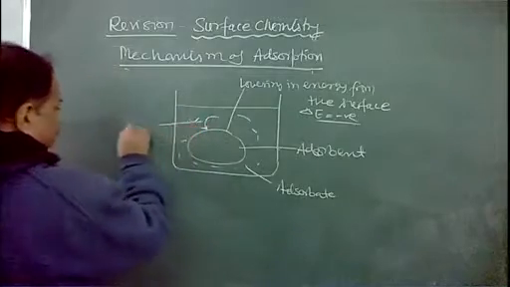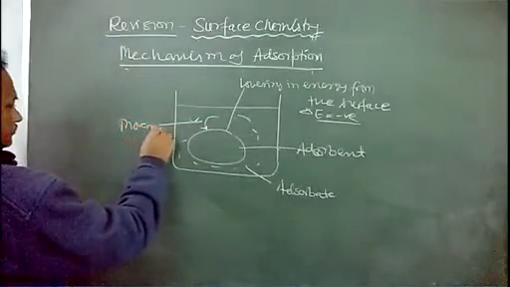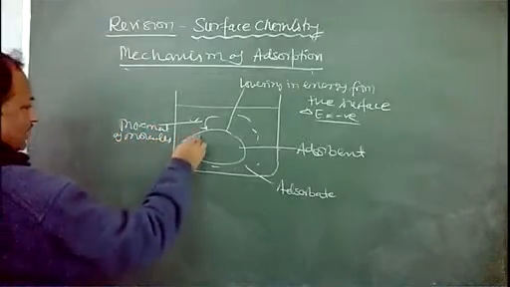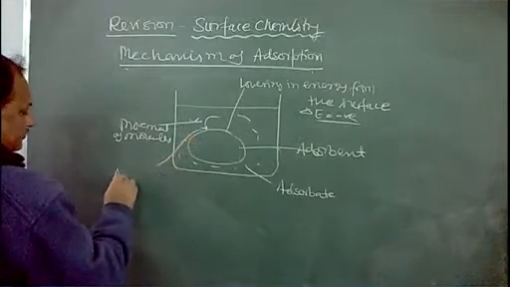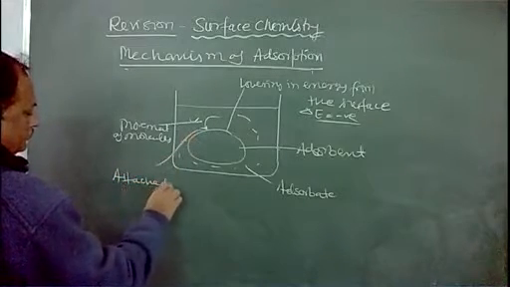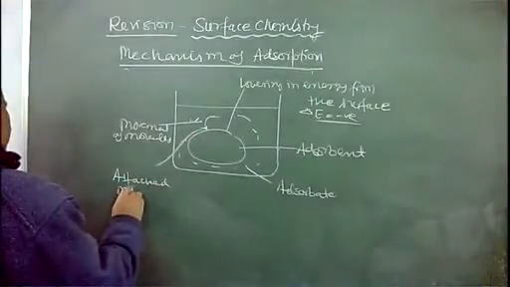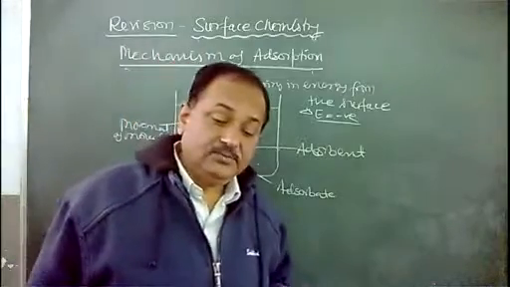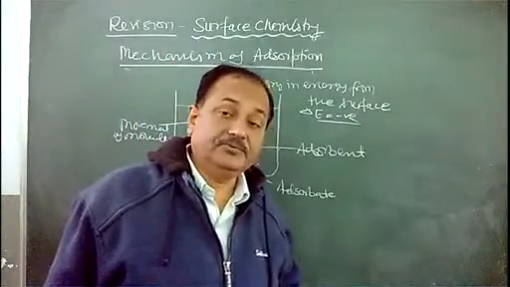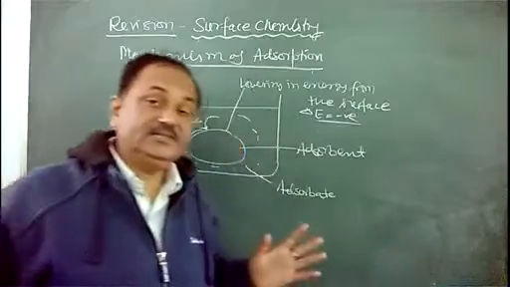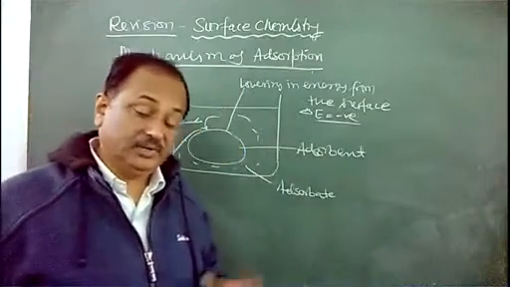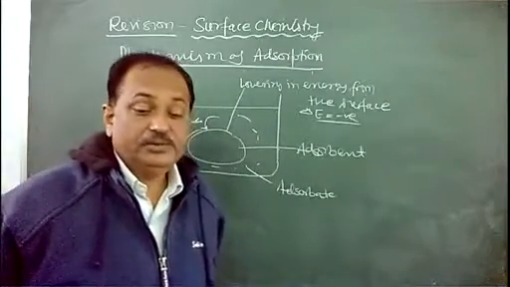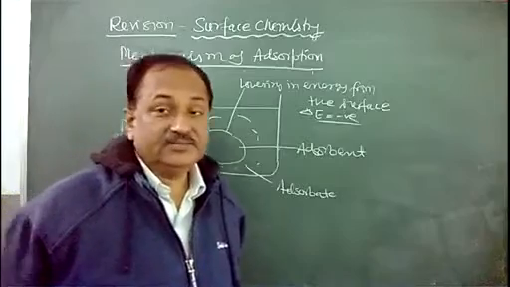This is the movement of molecules. Then at last they will be attached. So this is the mechanism of adsorption. How does adsorption take place? First there is the movement of the adsorbate molecules towards the surface. Then there is lowering in the free energy. Free energy is the energy available which can be used for some work. And third is the surface attachment.